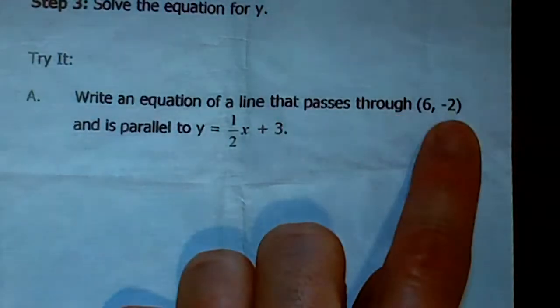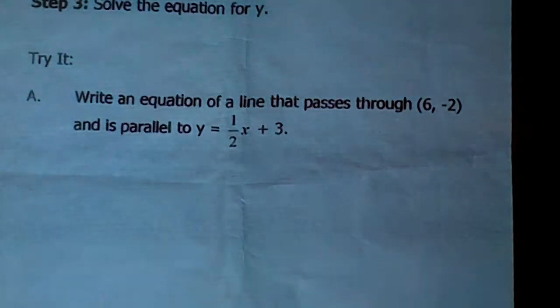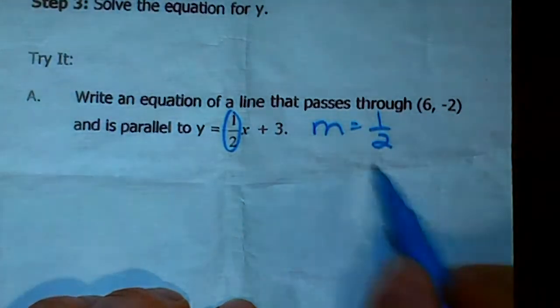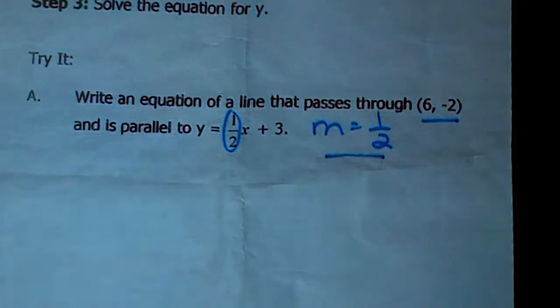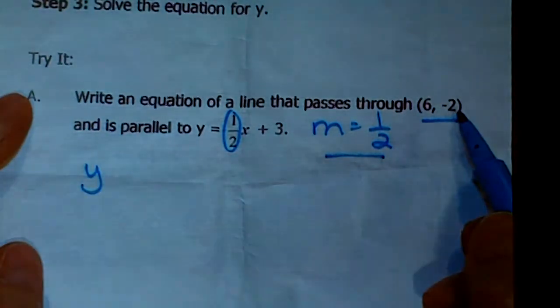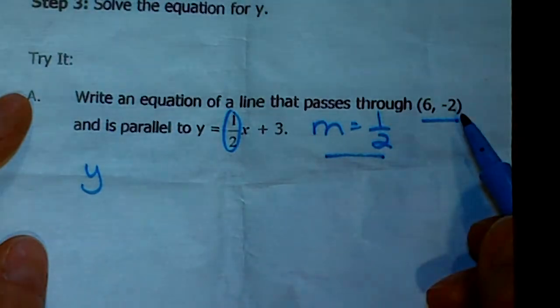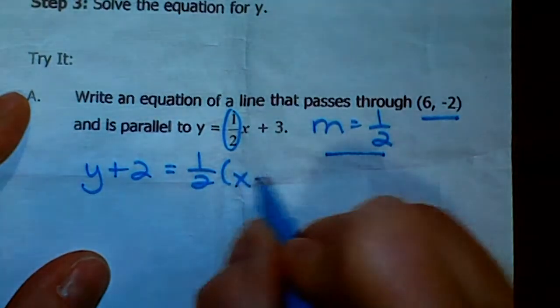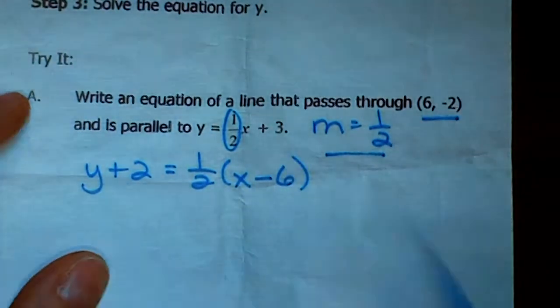So the first example says, write an equation of a line that passes through (6, -2) and is parallel to y = 1/2 x + 3. Okay, so if I want an equation that's parallel, the slope has to be the same, right? The slope in this equation is 1/2. So right now, you have the slope and the point for an equation that you want. When you're given a slope and a point, plug it into point-slope form. So y, and it's supposed to be minus y1, right? You're going to subtract a -2. That means y + 2 should be equal to m times (x - x1), and it's a 6, so I'm going to leave it as subtraction.